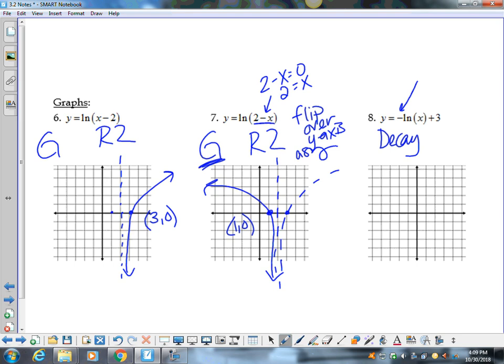Again, I don't think this is difficult, but there are a lot of little details that you need to make sure you're okay with. What makes it growth? What makes it decay? When do I flip? When do I not? When do I need to set it equal to 0 and solve? When do I not? Last one, number 8. This one's going to go up 3. We are decay. So I'm here, up 3. Asymptote is 1 behind it. There's no flip because there's no negative on my x, but we are decay. And I would be at 1, 3.